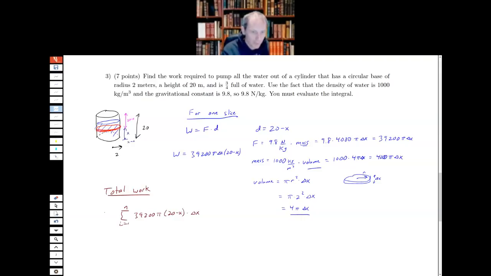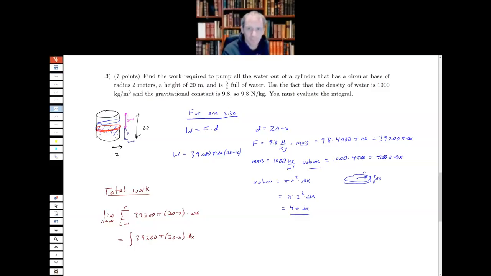So I add up all of my slices, then I take a limit as the number of slices goes to infinity, and that gives me an integral, 39,200 pi times 20 minus x dx. Okay. I need to figure out my limits of integration, though. Where do the slices start and where do they stop?